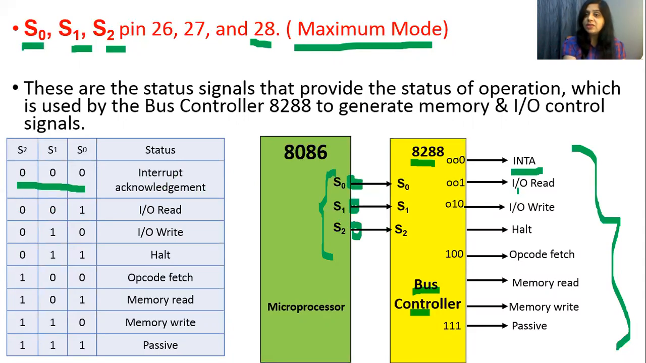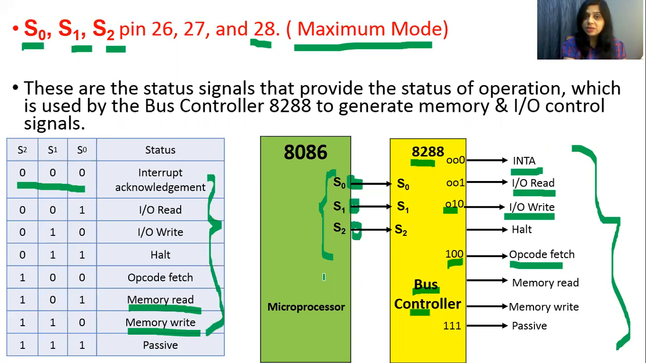If it is 001, it will generate the input output read signal. If it is 010, it will generate input output write. For 100, it will generate the opcode fetch signal. If it is 101, it will generate memory read, 110 memory write, and 111 is passive. So these are the signals generated by the 8288 bus controller IC for the 8086.